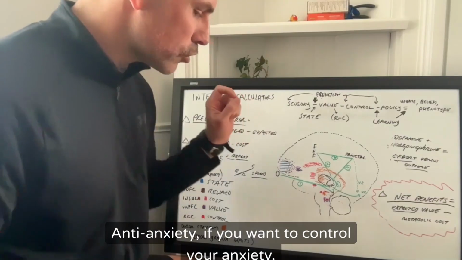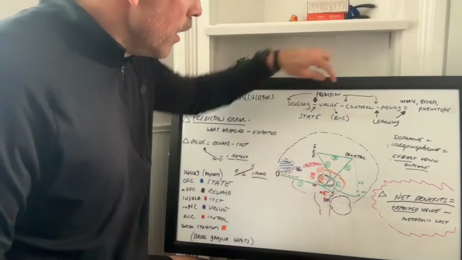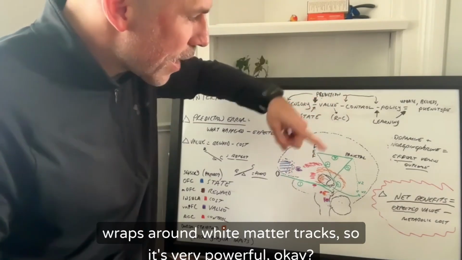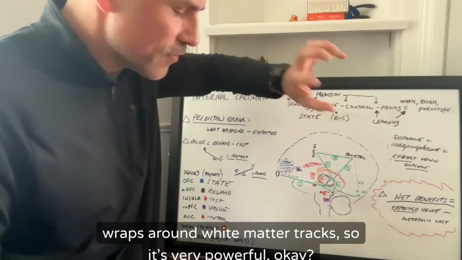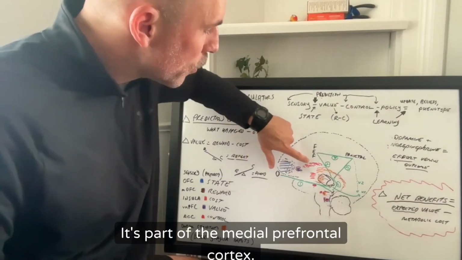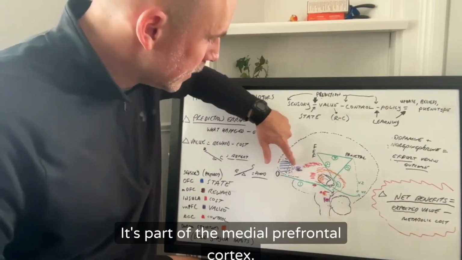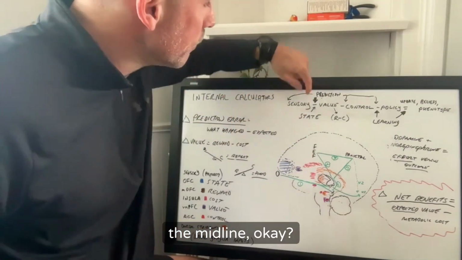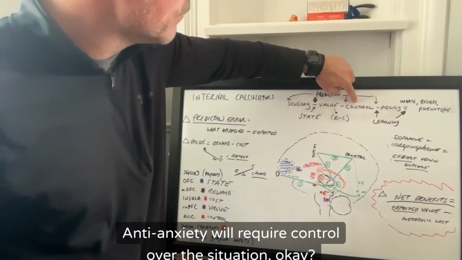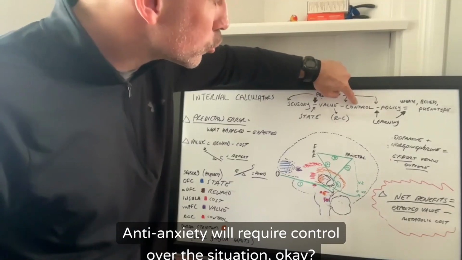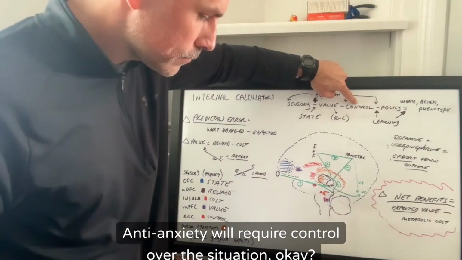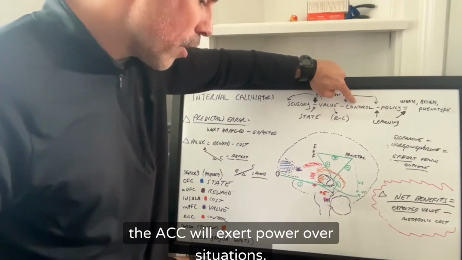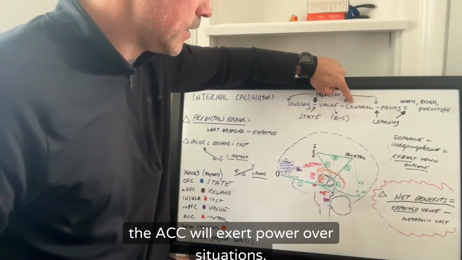Anti-anxiety: if you want to control your anxiety, the ACC here, which is this right here in red, remember the cingulate wraps around a white matter tract, so it's very powerful, okay? It's part of the medial prefrontal cortex. These areas right here are the medial prefrontal cortex, deep inside near the midline, okay? Anti-anxiety will require control over the situation, okay? The ACC will exert power over situations.